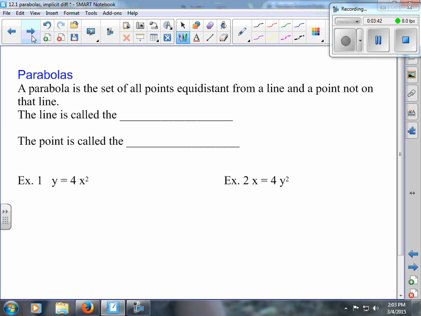Okay, the definition of a parabola is the set of all points equidistant from a line and a point not on that line. This line is called the directrix, and the point not on the line is called the focus. Okay, and so I'm going to just give you two basic examples of parabolas. These are parabolas that you can already graph. And then I'm going to talk about where the focus and the directrix would be.